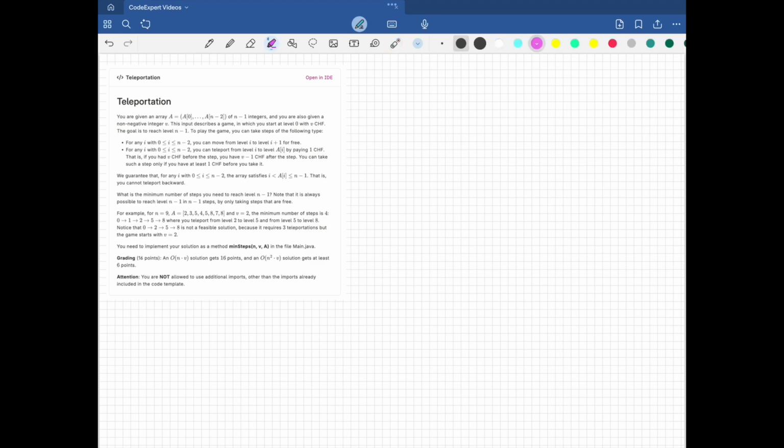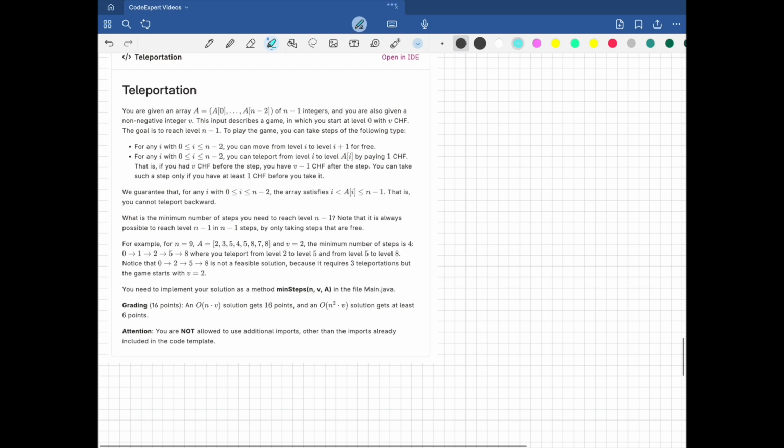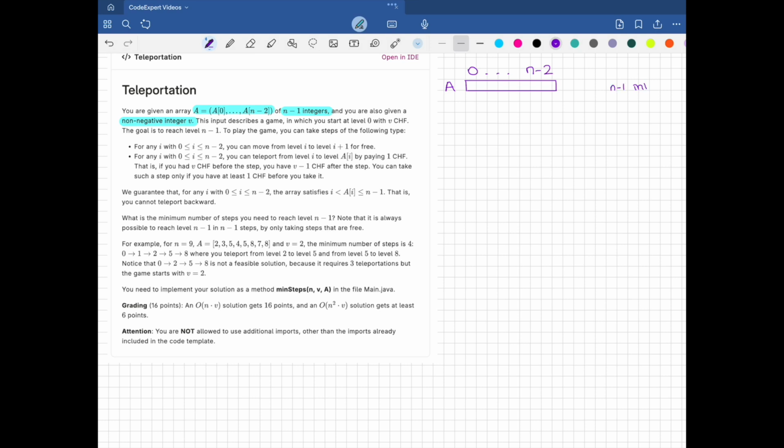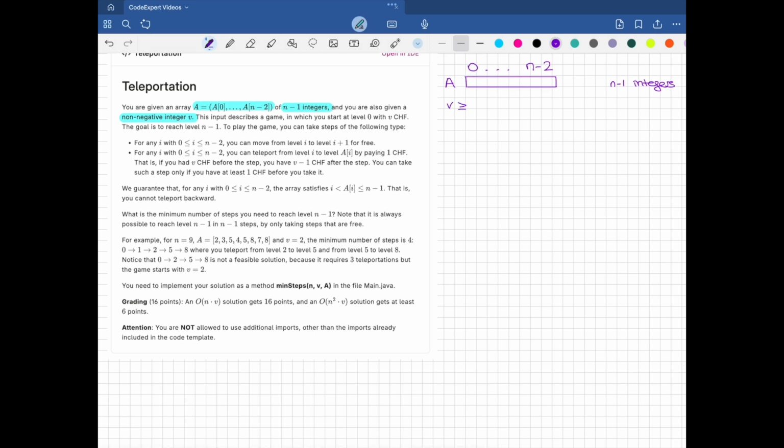So, you are given an array A that starts from 0 goes to n minus 2, of n minus 1 integers, and you are also given a non-negative integer v. Okay, so I would make these notes. We have an array that starts from 0 goes till n minus 2, has n minus 1 integers. And we have a v that is bigger than or equal to 0.